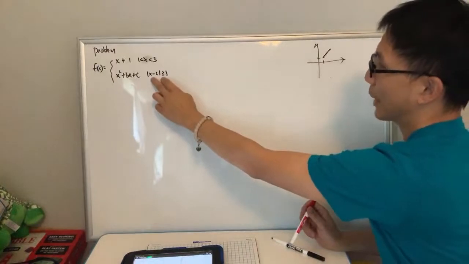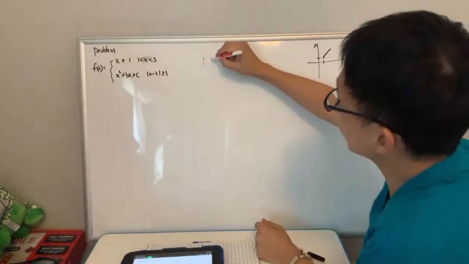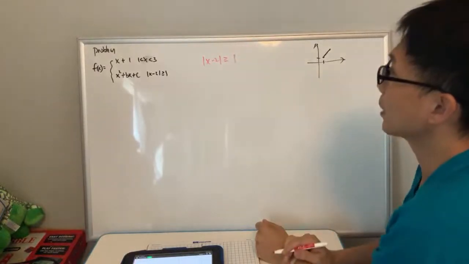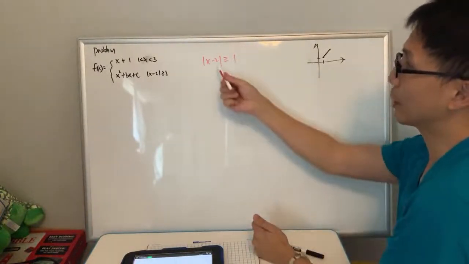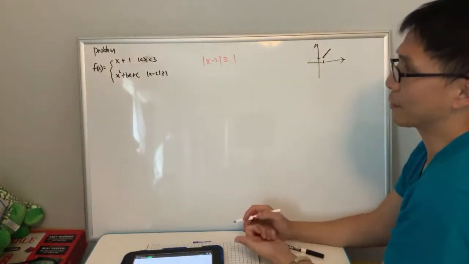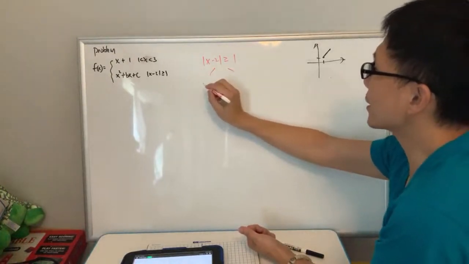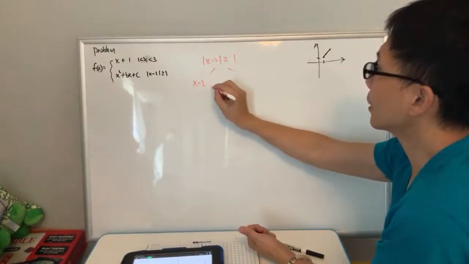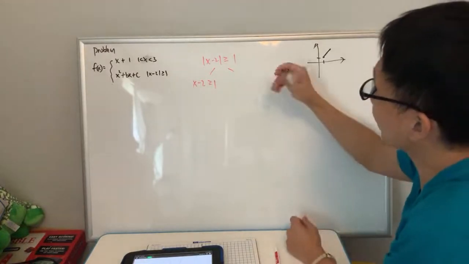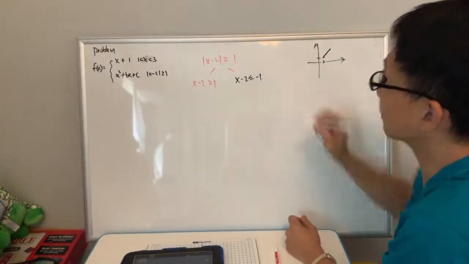So what I'm going to do is rewrite this. I'm going to solve it using an absolute value inequality. This absolute value inequality says the absolute value of x minus 2 is greater than 1, and I'm going to solve for x. We're going to split it two ways. We're going to say x minus 2 greater than 1, and the other one is x minus 2 less than negative 1.